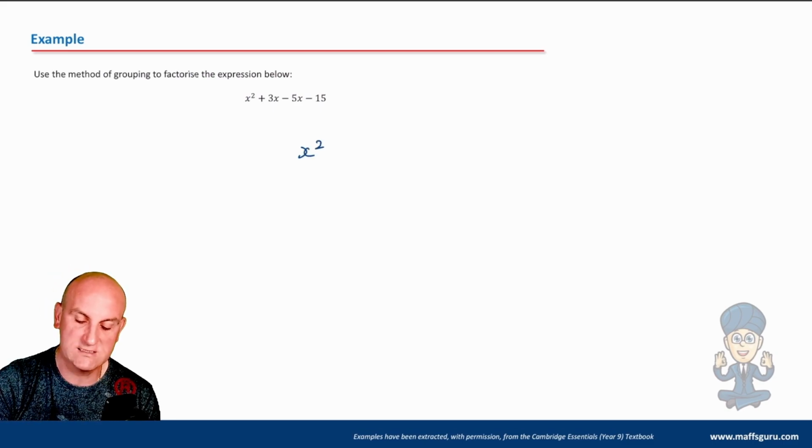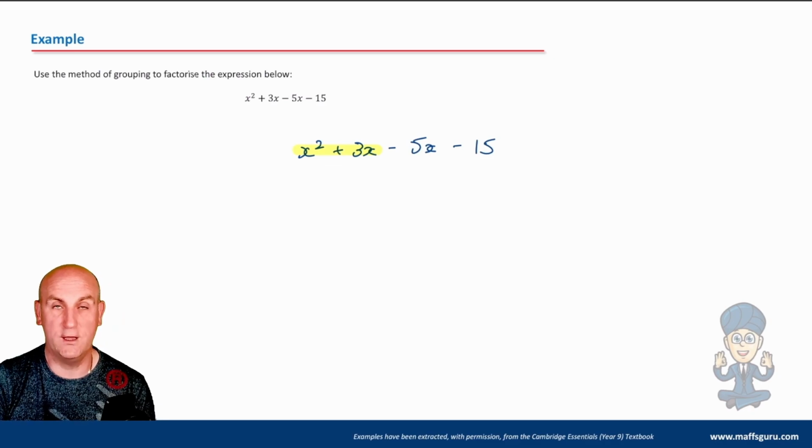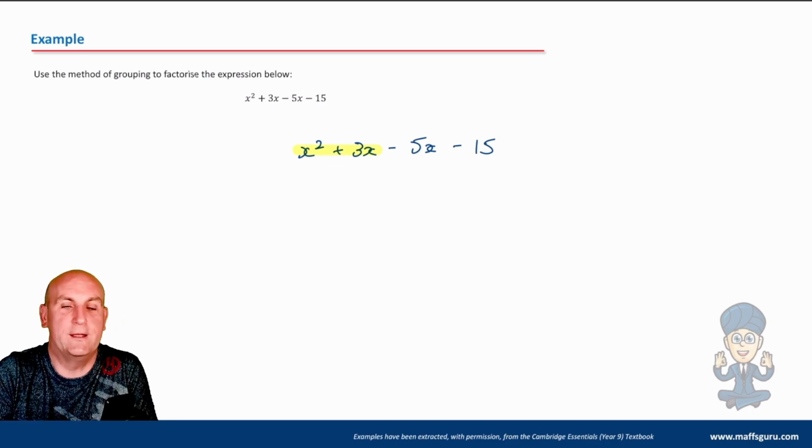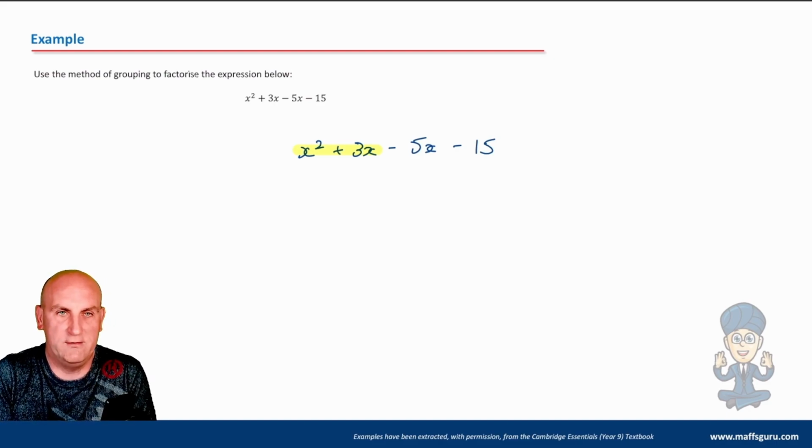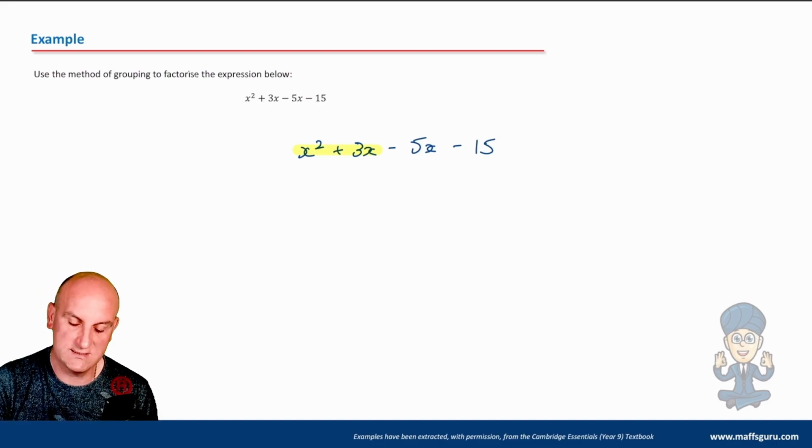Let's do another example. I've got x squared plus 3x minus 5x minus 15. So let's do the first pair first. We've got 4 terms. That means we can factorize by grouping, and the reason we're calling it grouping is because I'm doing a pair at a time. So I'm going to do the first 2 first. Let's see what we've got.